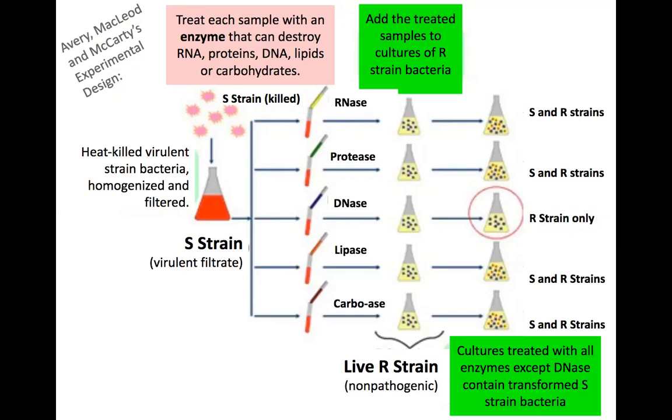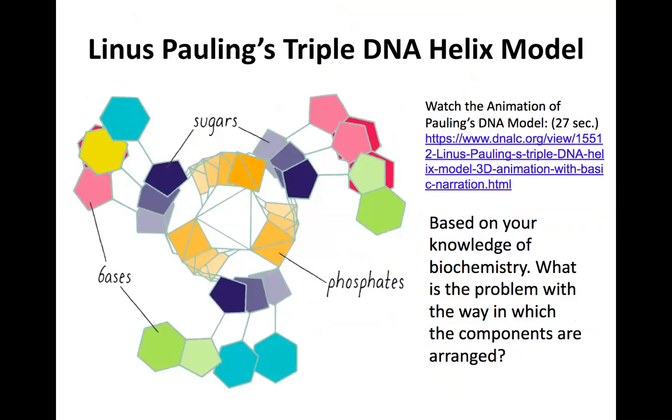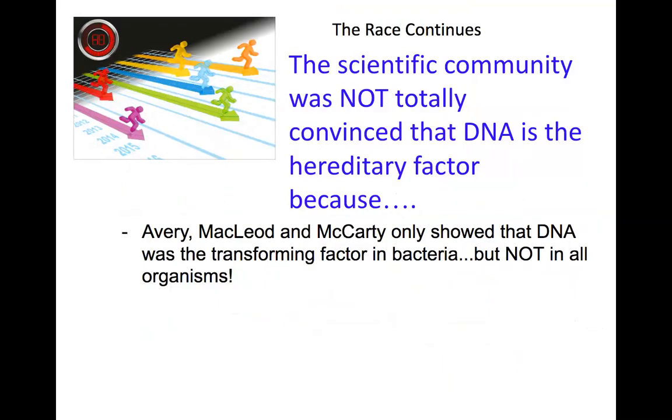And the fact that in 5 of these experimental groups, only the third one had no transformation occurring, this is how they were able to isolate and verify that out of these 5 contenders, DNA is most likely the hereditary material that actually allows transformation to occur. Isn't that exciting? Now, I'm going to come back to this point a little bit later. But here's the thing. The race continues.